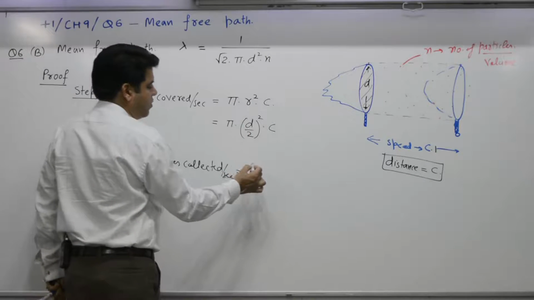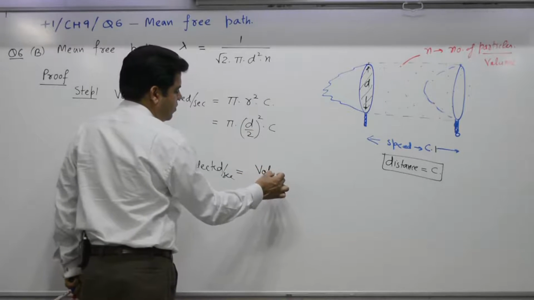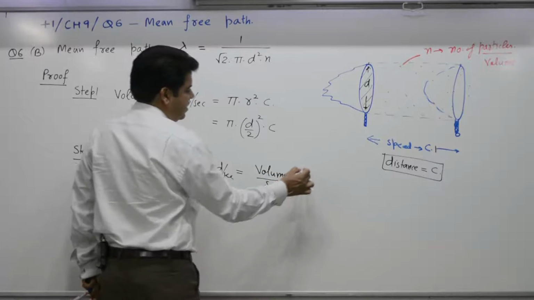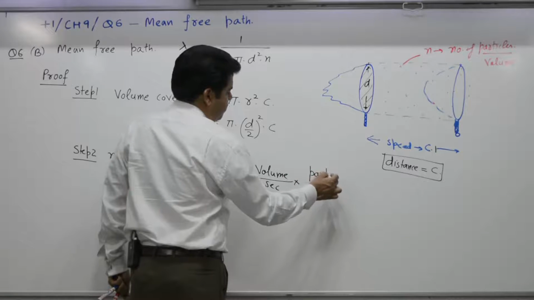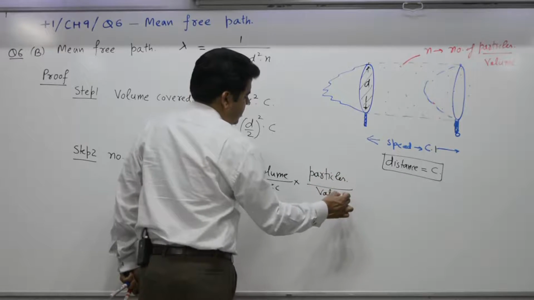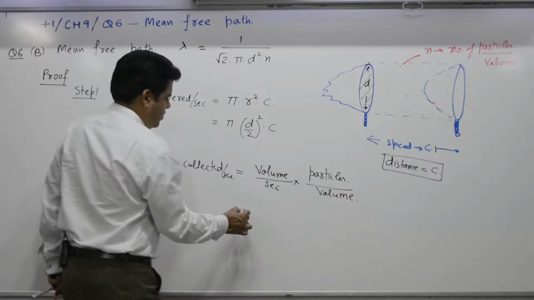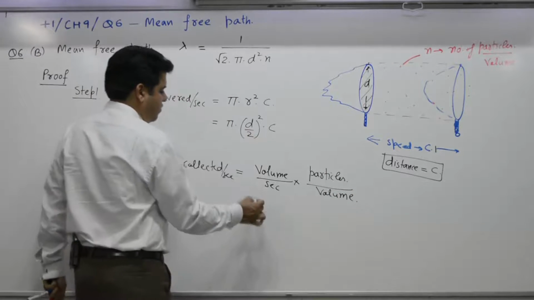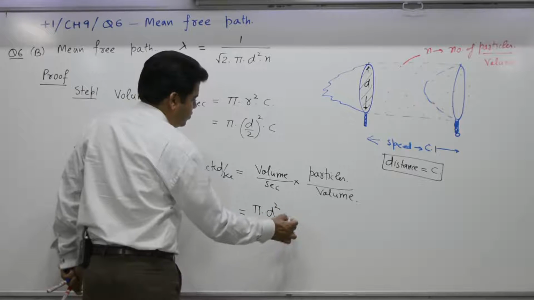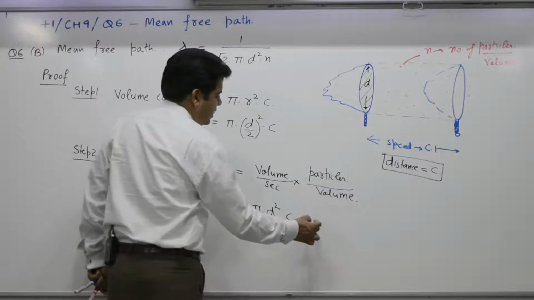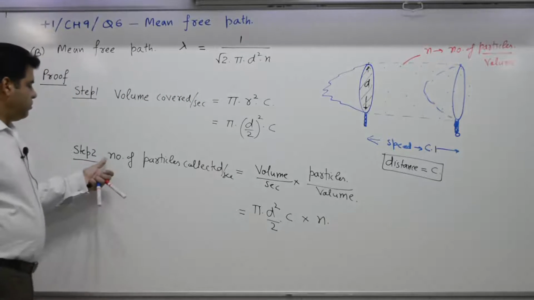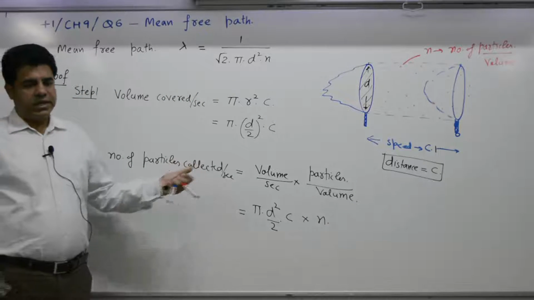This was what? Volume covered per second into particles or atoms per unit volume. Yes, volume covered pi d square by 2c, number of particles is n. So, number of particles collected per second.